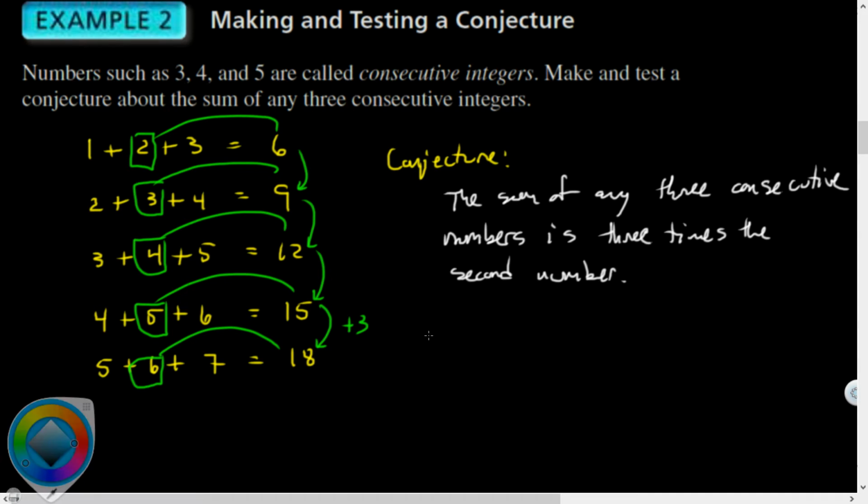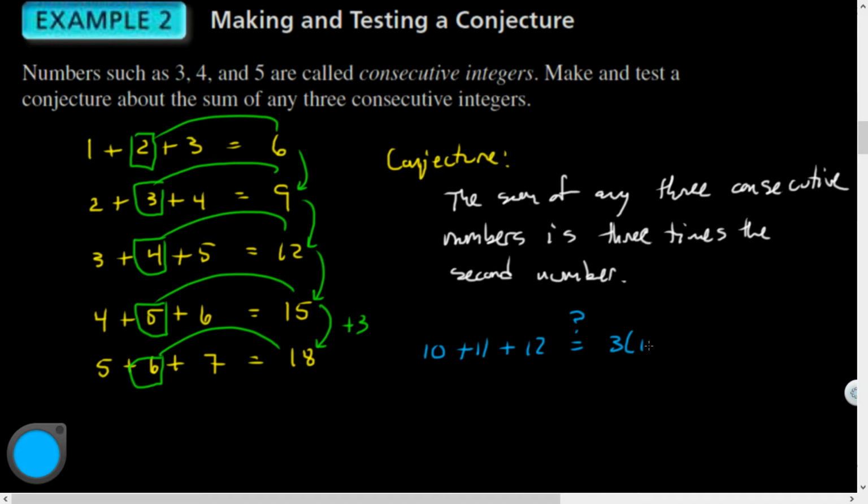Here, I'll work in blue. So let's try 10 plus 11 plus 12. Our prediction is 33, right? 3 times 11. Actually, I could write it this way. Is that equal, is the question, to 3 times 11? Does that seem to work out? 21, 33 equals 33, yeah.